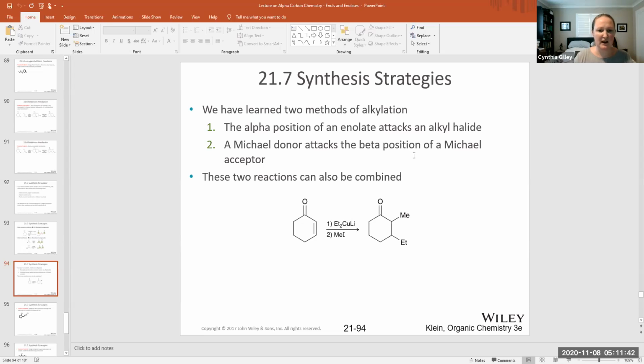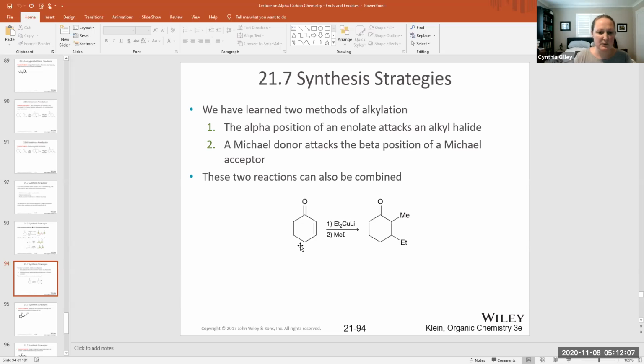These two reactions can also be combined into one single reaction. So notice that this would be like alkylation at the alpha position, and this is alkylation at the beta position. So the introduction of this ethyl group had to occur using a Michael reaction, and the introduction of the methyl group then occurred from a simple alkylation of the alpha position.